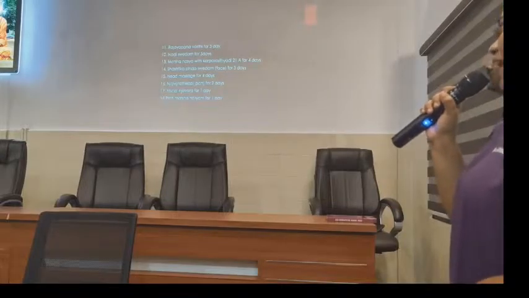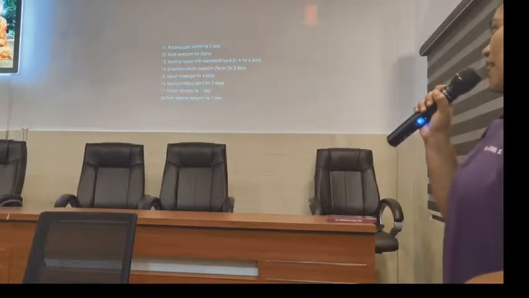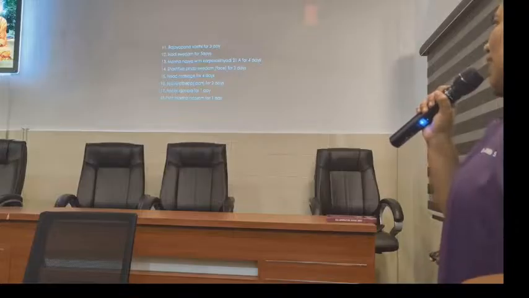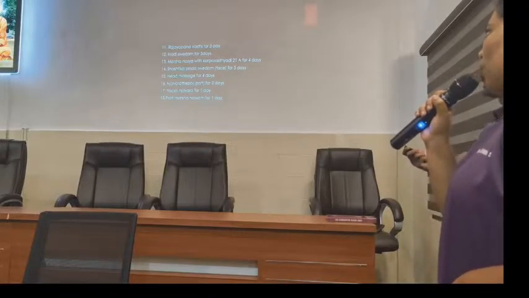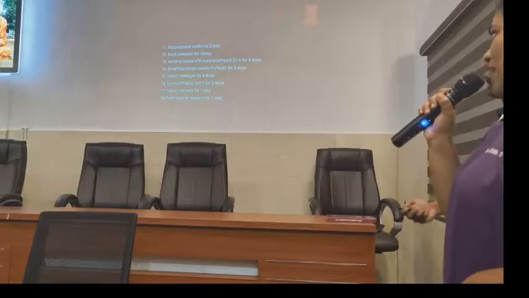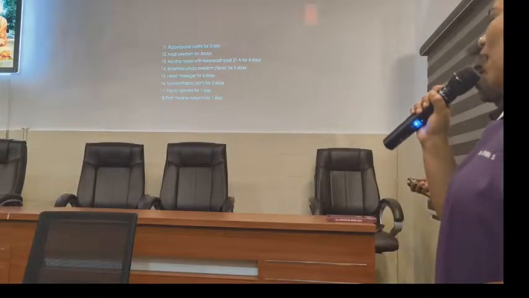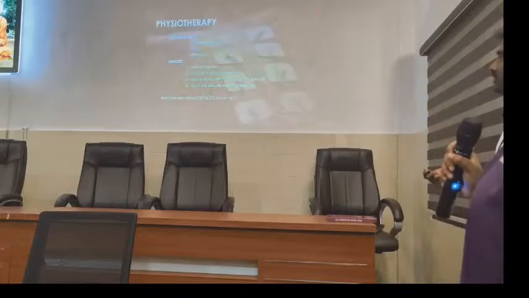Rajayapana Vasti for 3 days, Nadi Swedam for 5 days, Marshanasyam with Karpasasthyadi 21 Avarti for 4 days, Shashtika Pinda Swedam for 3 days, head massage for 4 days, Navara taper for 2 days, facial Navara for 1 day and Pratimarshanasyam for 1 day.